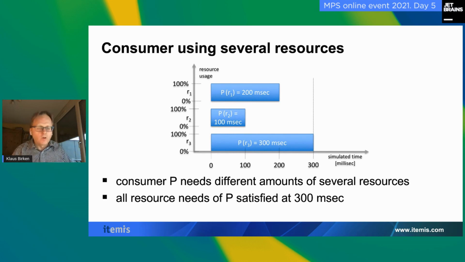Let's make it slightly more complicated. Here our consumer P wants to access 3 different resources in parallel with 3 different amounts of resource action. For R1, it uses 200 milliseconds. For R2, it uses 100, and R3, 300. As we can see, there's no other consumer, so after 300 milliseconds, the last resource will be consumed. Everything is done after this period of time, and it can continue with the next step.